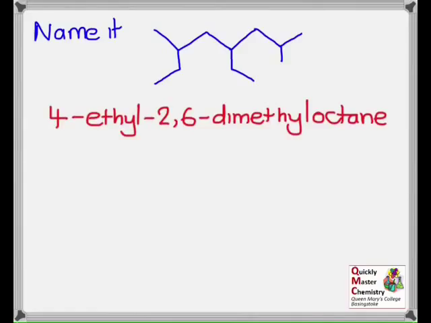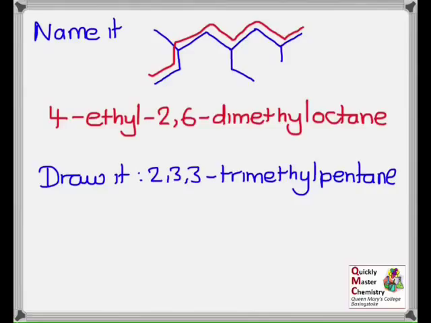So the name is this. Hopefully you spotted that the longest chain is an 8-carbon chain. I've highlighted it in red for you there. And so that gives us 2 methyl groups, one on carbon 2, one on carbon 6. Again, we've got to count from the right to get the lowest numbers. And a 2-carbon branch, an ethyl branch on carbon 4. This time, have a go at drawing the molecule from the name. Use the skeletal structural formula system to draw it.